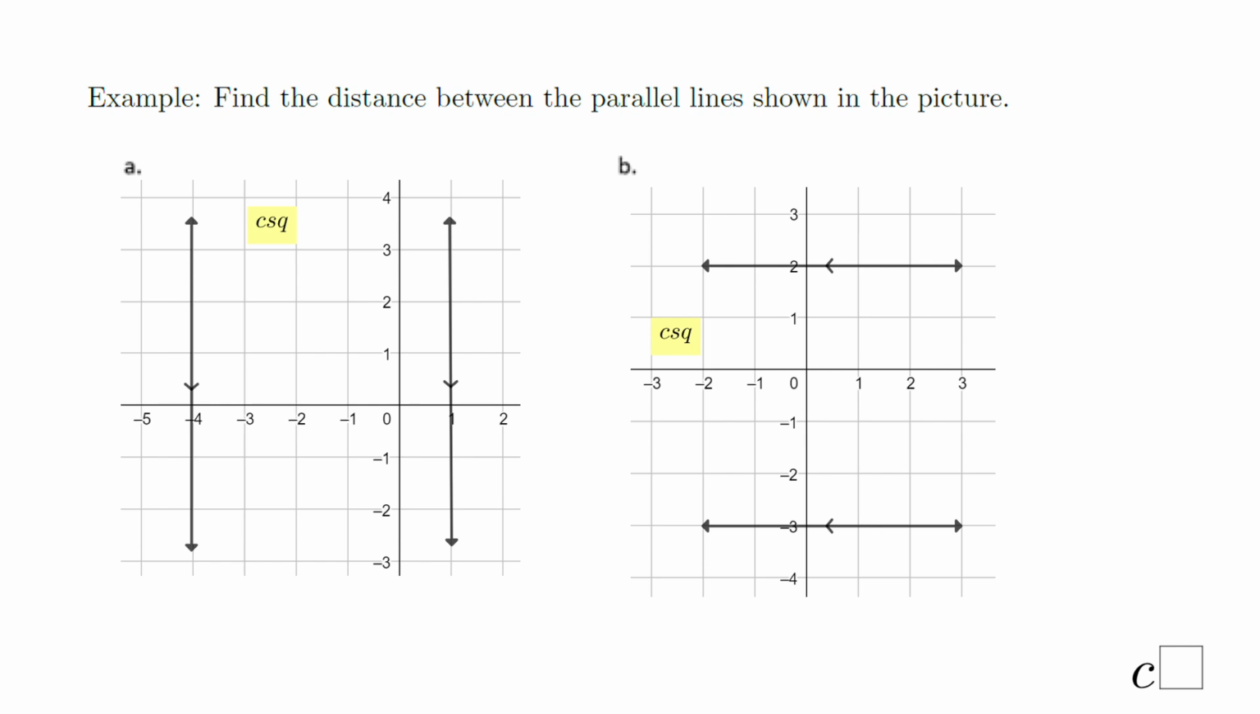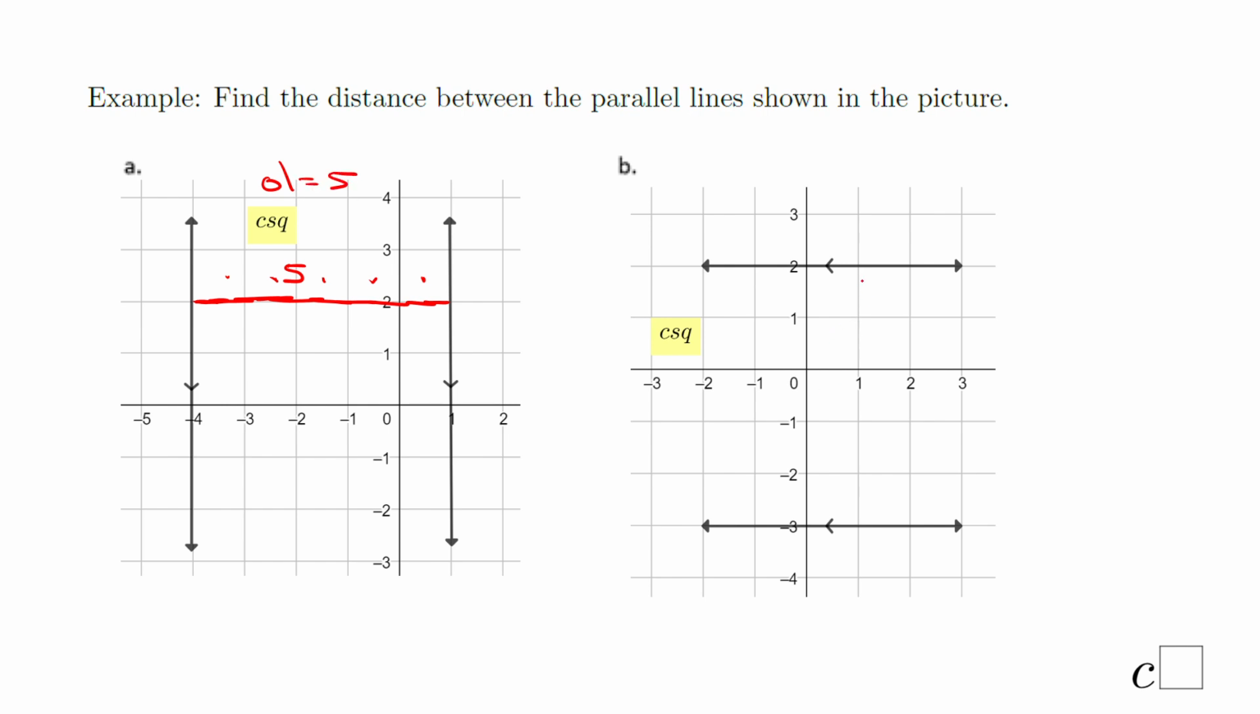Let's see a couple of examples of how to find the distance between parallel lines. And I'm going to start with these two examples. These are the easy ones. We have two vertical lines. The distance is this segment. You just need to count 1, 2, 3, 4, 5. The distance between these two lines is 5 units.